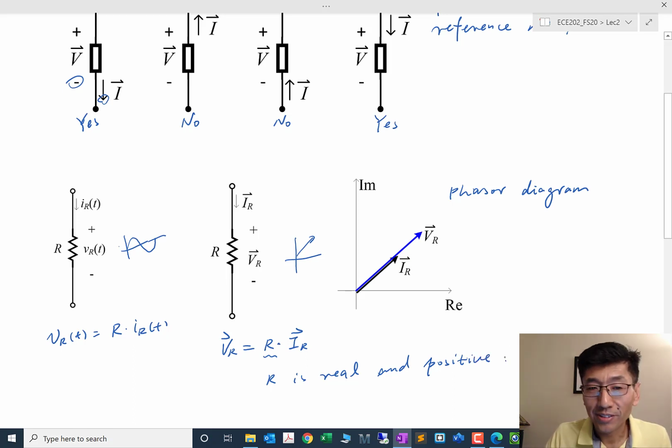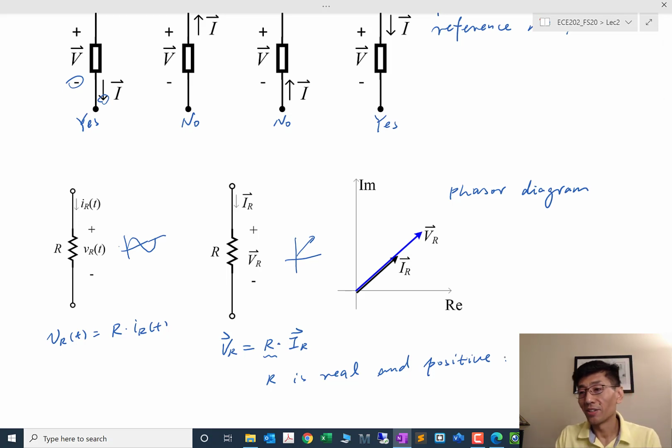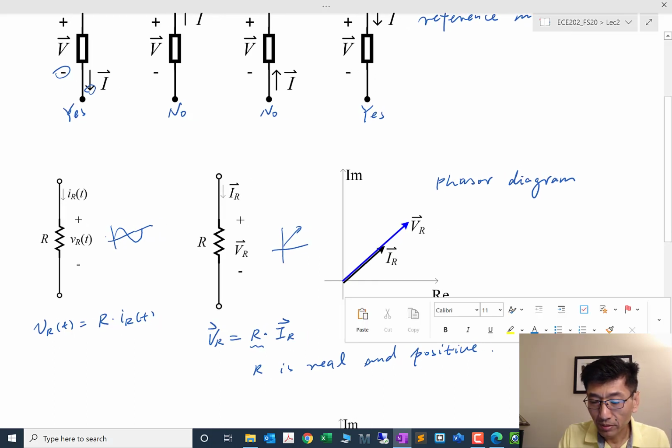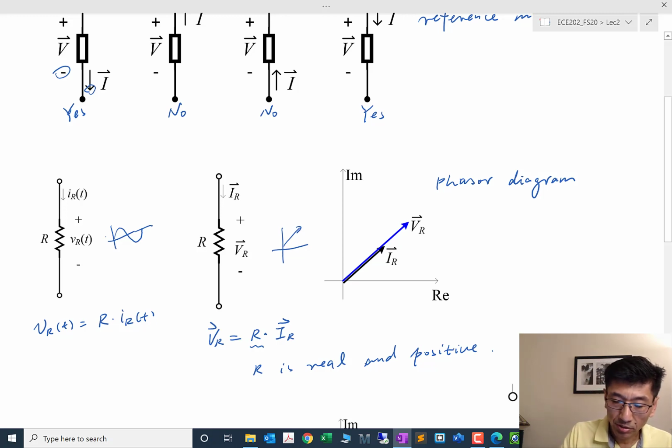For practical resistance, you're not talking about resistance in control. Later in your academic career at MSU, you may learn, hey, I get a negative resistance in terms of the controls. It could be, but for any really physical resistance, we only have positive resistance. And it is real, so they are in phase. If you get a negative one, they will be 180 degrees opposite to each other, right? But in this case, we don't have that situation.